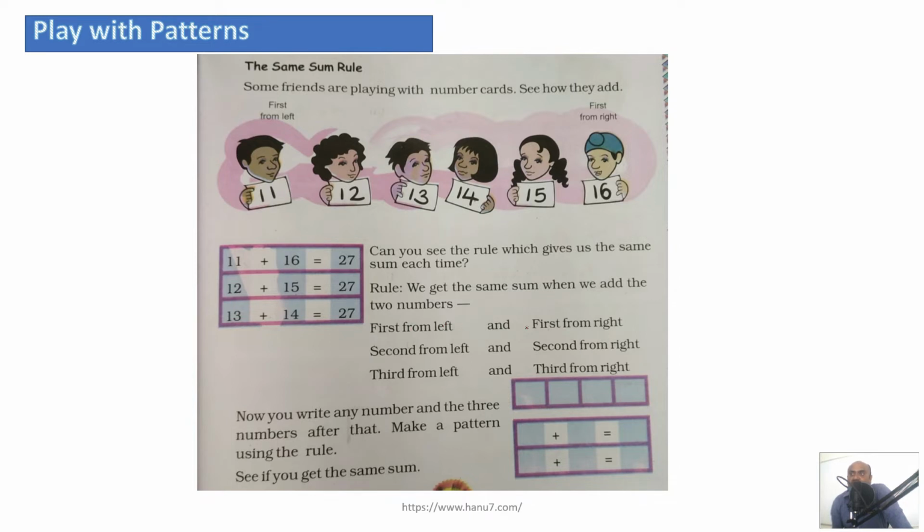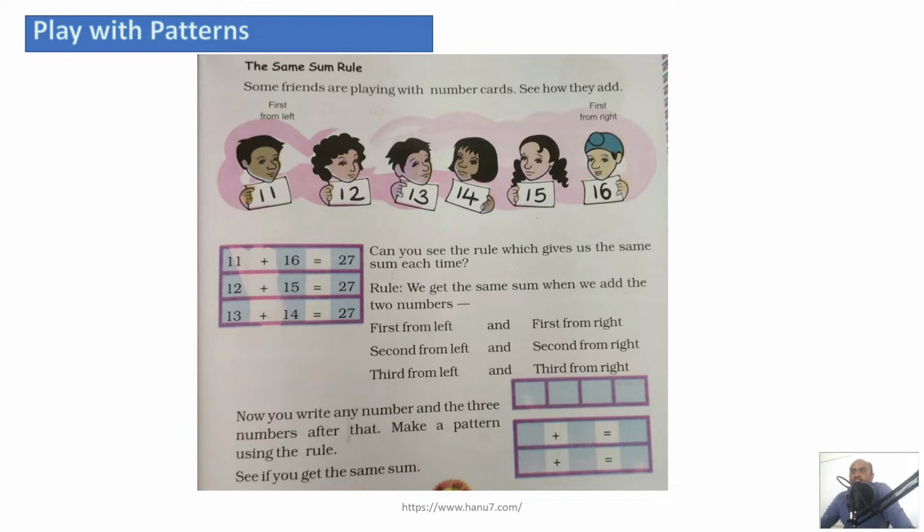The rule is that we get the same sum when we add the two numbers, first from the left and first from the right, second from the left and second from the right, third from the left and third from the right. Just now I explained how it is happening. So 11 plus 16 is 27, 12 plus 15 is 27, and 13 plus 14 is also 27.